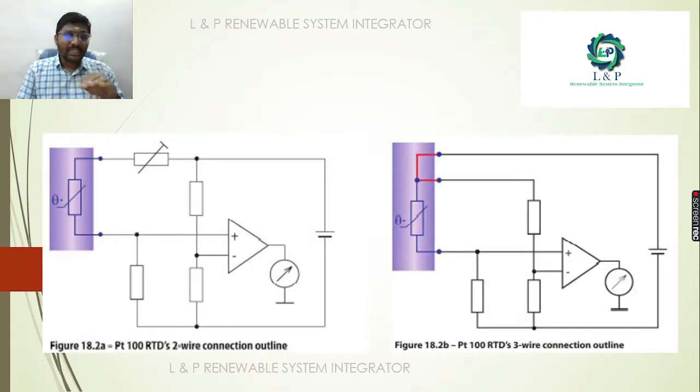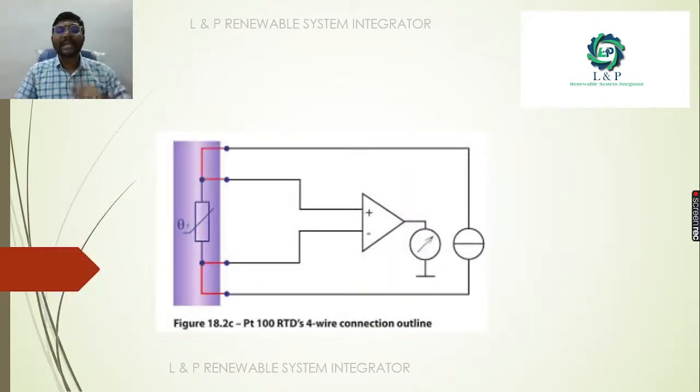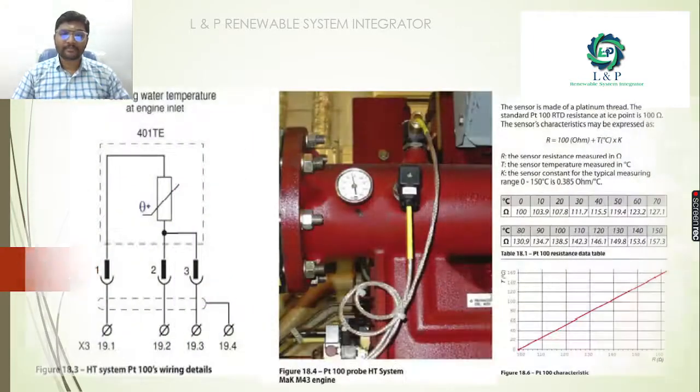This is a two-wire connection outline of a PT100. This is how we need to make the wiring. And this is an example of a PT100 RTD three-wire connection outline. Next, this is a PT100 RTD four-wire connection outline. This is how we need to make the connection.